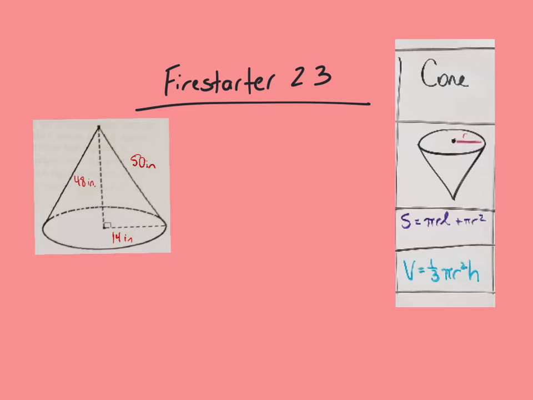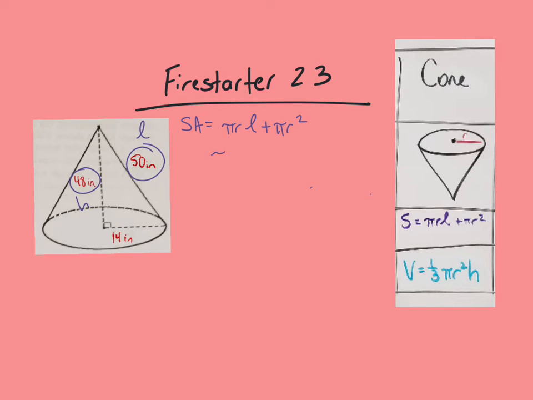Alright, the second question in Firestarter 23, our keyword is going to be bingo. This is a cone because it's got the circular base and one point, so we know it's a cone. First thing to do is surface area. The surface area of a cone is pi times the radius times the slant length. Remember, that's the slant length. This is L. This is H. Plus pi r squared.